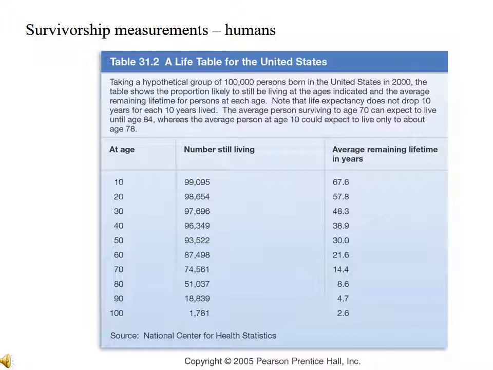If we start with 100,000 people and look at how many survive at a given age, notice that at age 10, 99,000 are still around. By the time someone reaches 30 years, 97,000 people are still around. And by the time we look at 70-year-olds, we have lost almost 25% of the population. In 100 years, almost 99% of the population is lost. So this basically illustrates the survivorship curve of humans and why they fall into a type 1 survivorship curve.